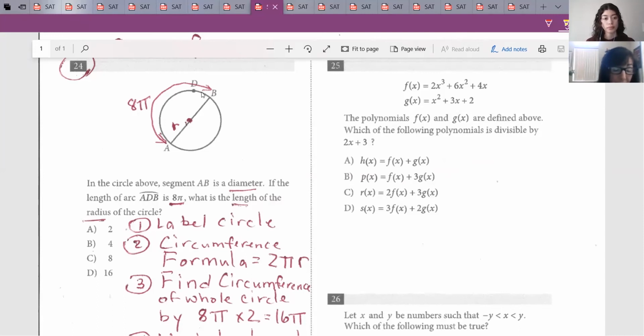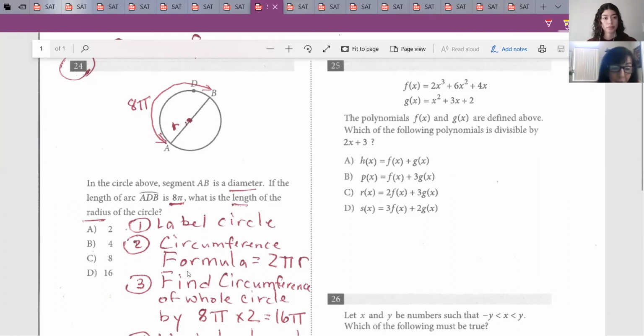You want to know the radius. So we labeled everything. Ask yourself, how am I going to go about that? How am I going to find the radius? Hope you have an answer. If you said, I'm going to find the circumference of the whole circle and work backwards to find the radius, then you had the right idea.